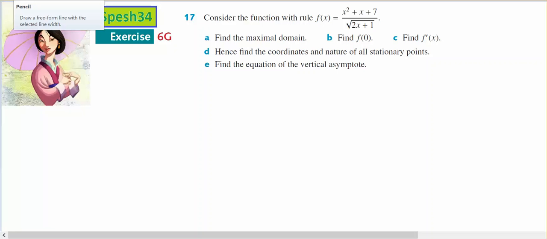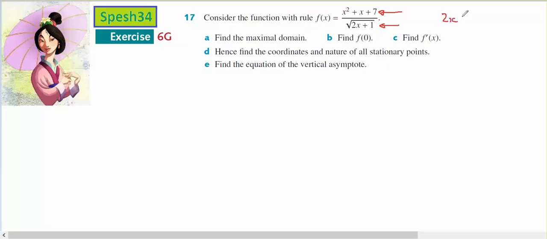This is for Year 12 Special. It comes out of 6G question number 17. Find the maximal domain. So I have this function here. In the numerator, x can be anything, except in the denominator I have a square root.